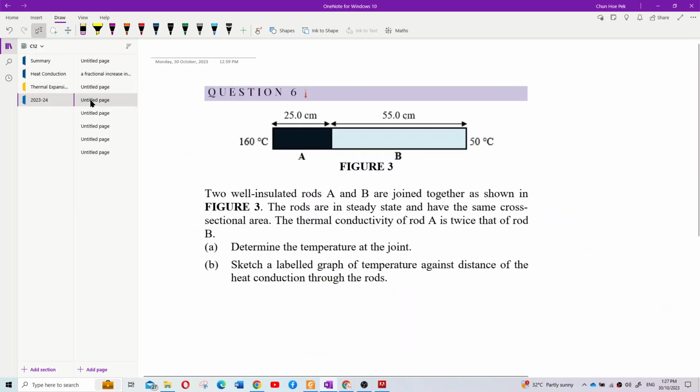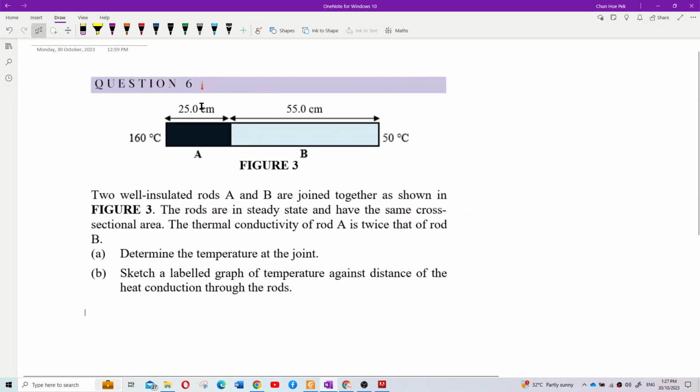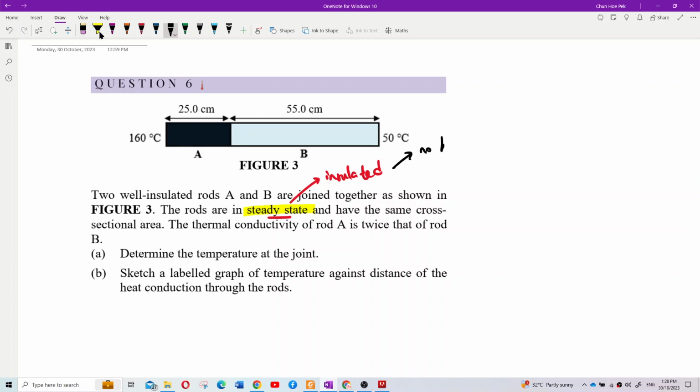The next question. So this is the same as the previous question. Question 6 is actually the same. Two well insulated rods A and B are joined together. So it's steady state. Whenever you see the words steady state, that means these items are insulated. Insulated means no heat loss. Steady state means constant heat flow, no heat loss to the surroundings because it's insulated.